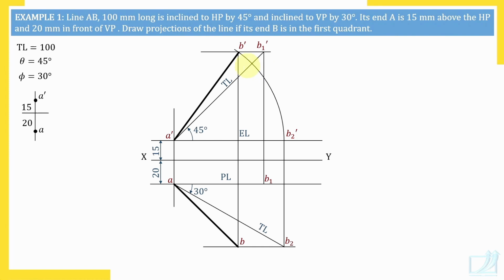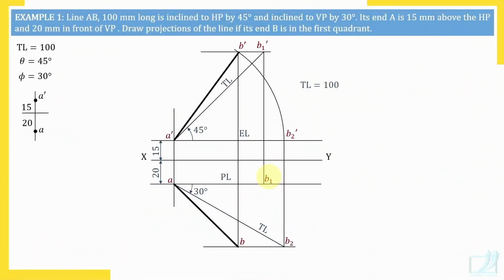Let's check our drawing. Check here. There are 3 front views, A dash B dash, A dash B1 dash, A dash B2 dash. There are 3 top views, AB1, AB2 and AB. B dash and B are on a vertical line. B1 dash and B1 are on a vertical line. B2 and B2 dash are on a single vertical line. A dash and A on a vertical line. So this drawing is complete.